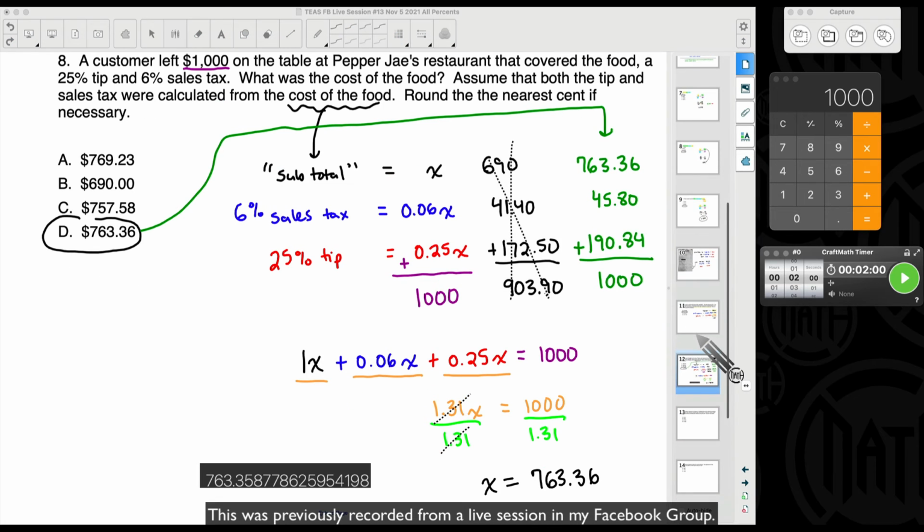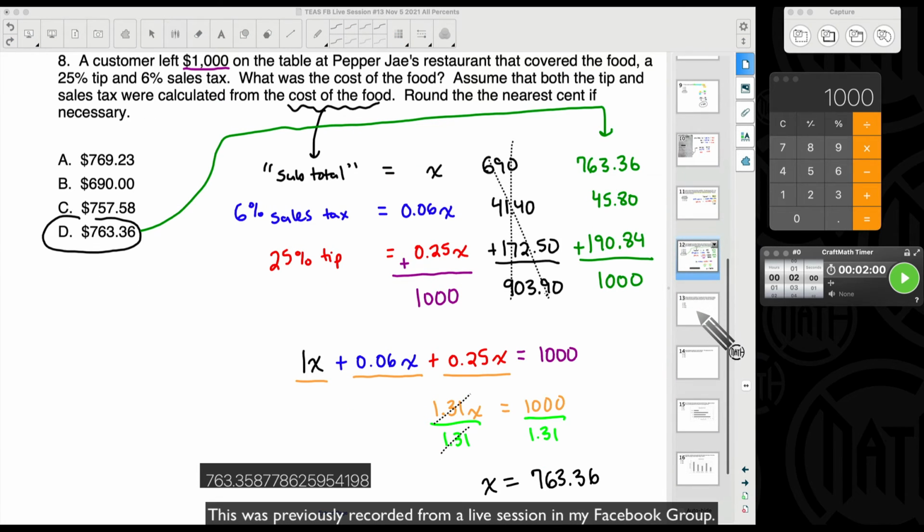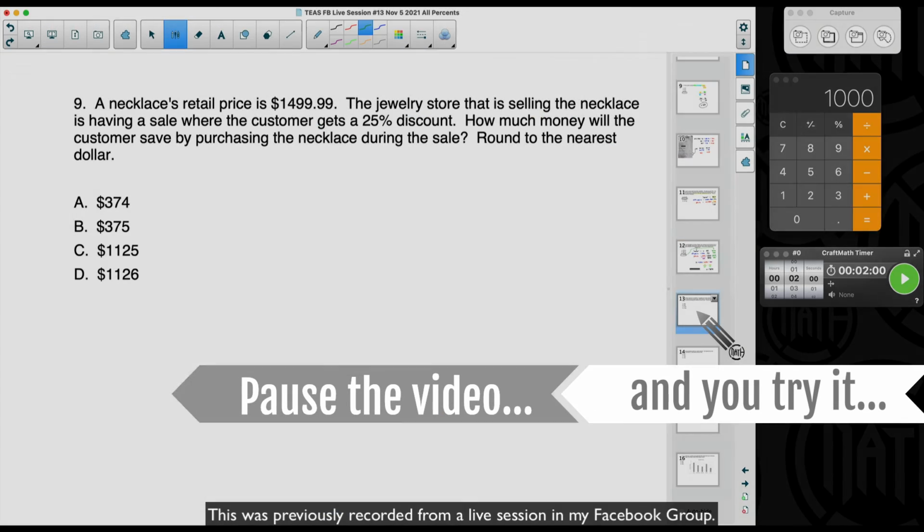But I know we're well past 10 o'clock and we still got several more to do. So I want to proceed forward with the next word problem.